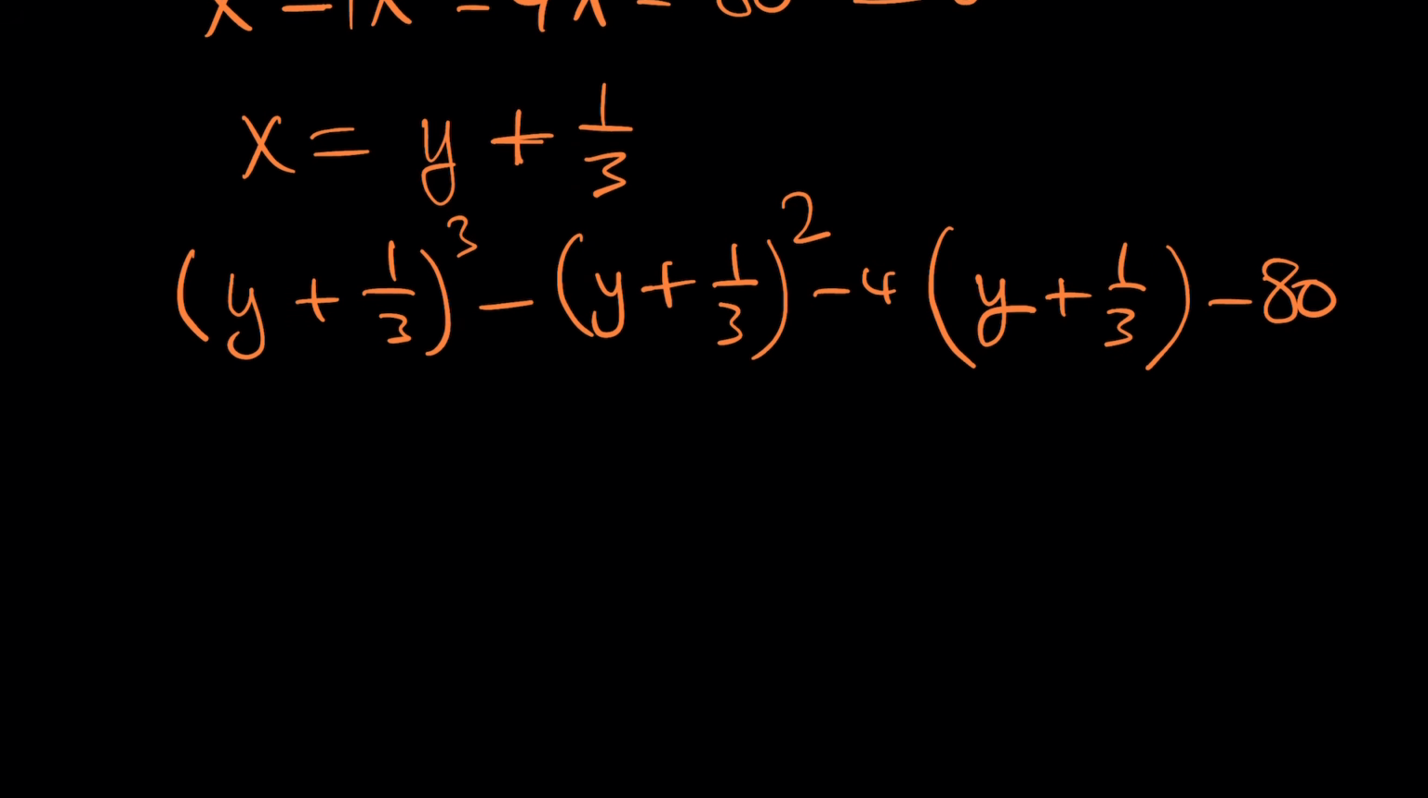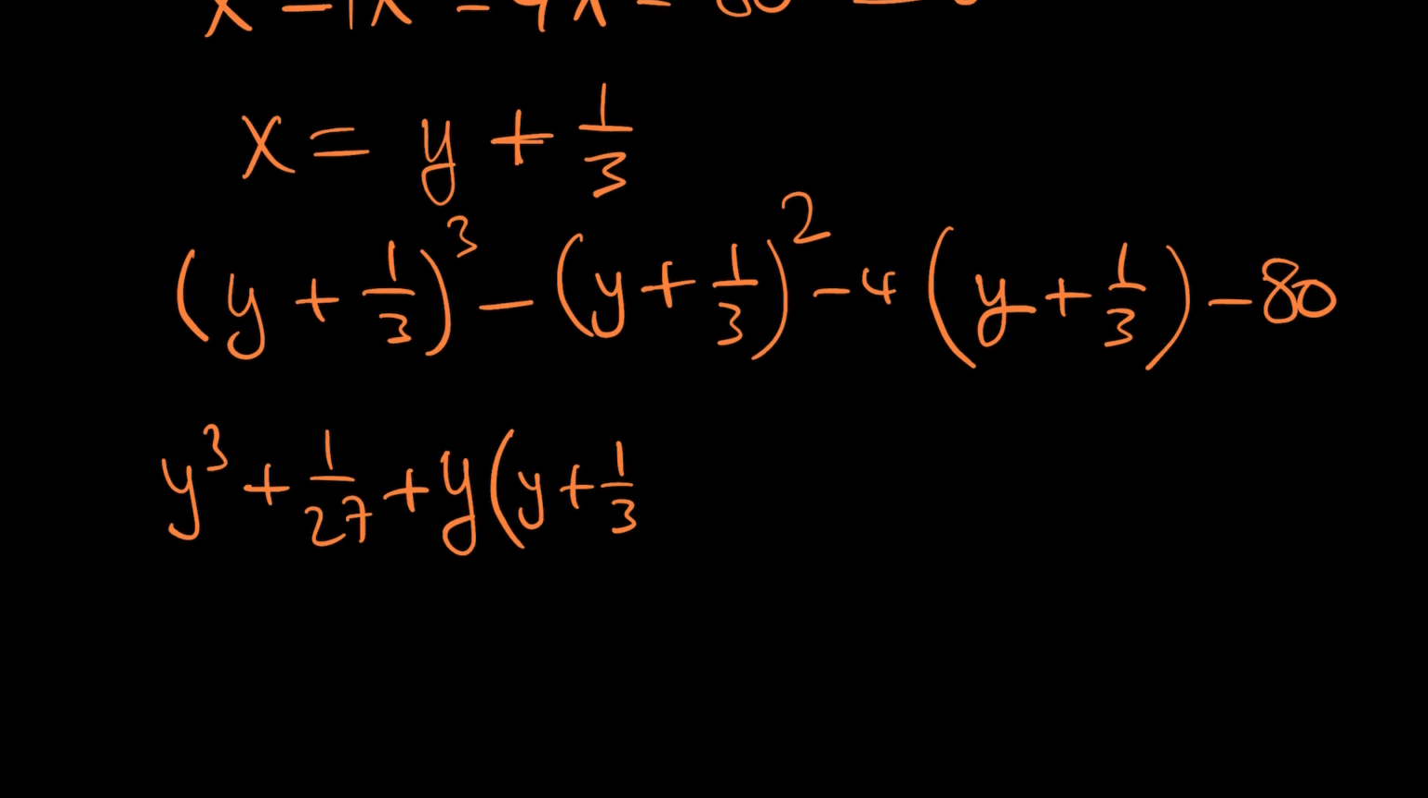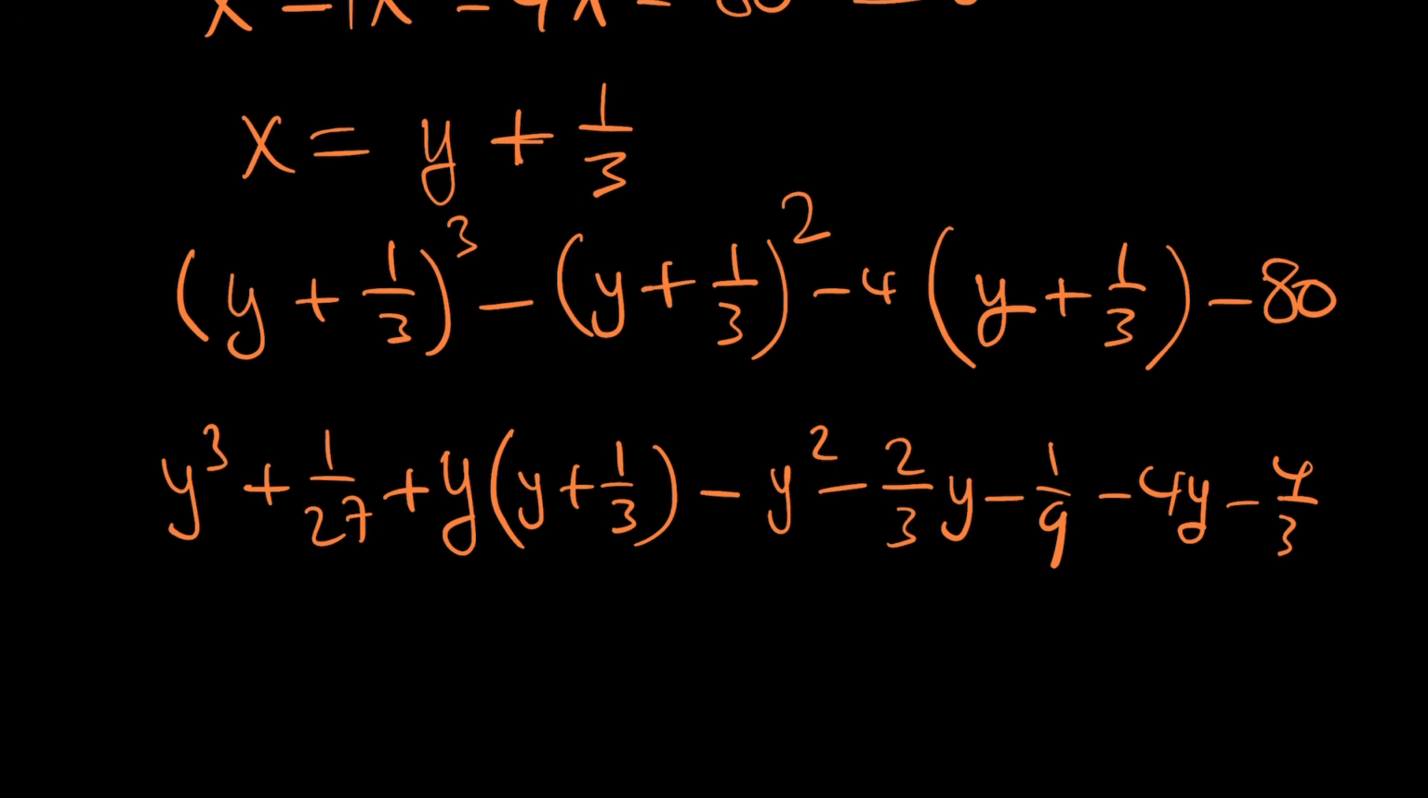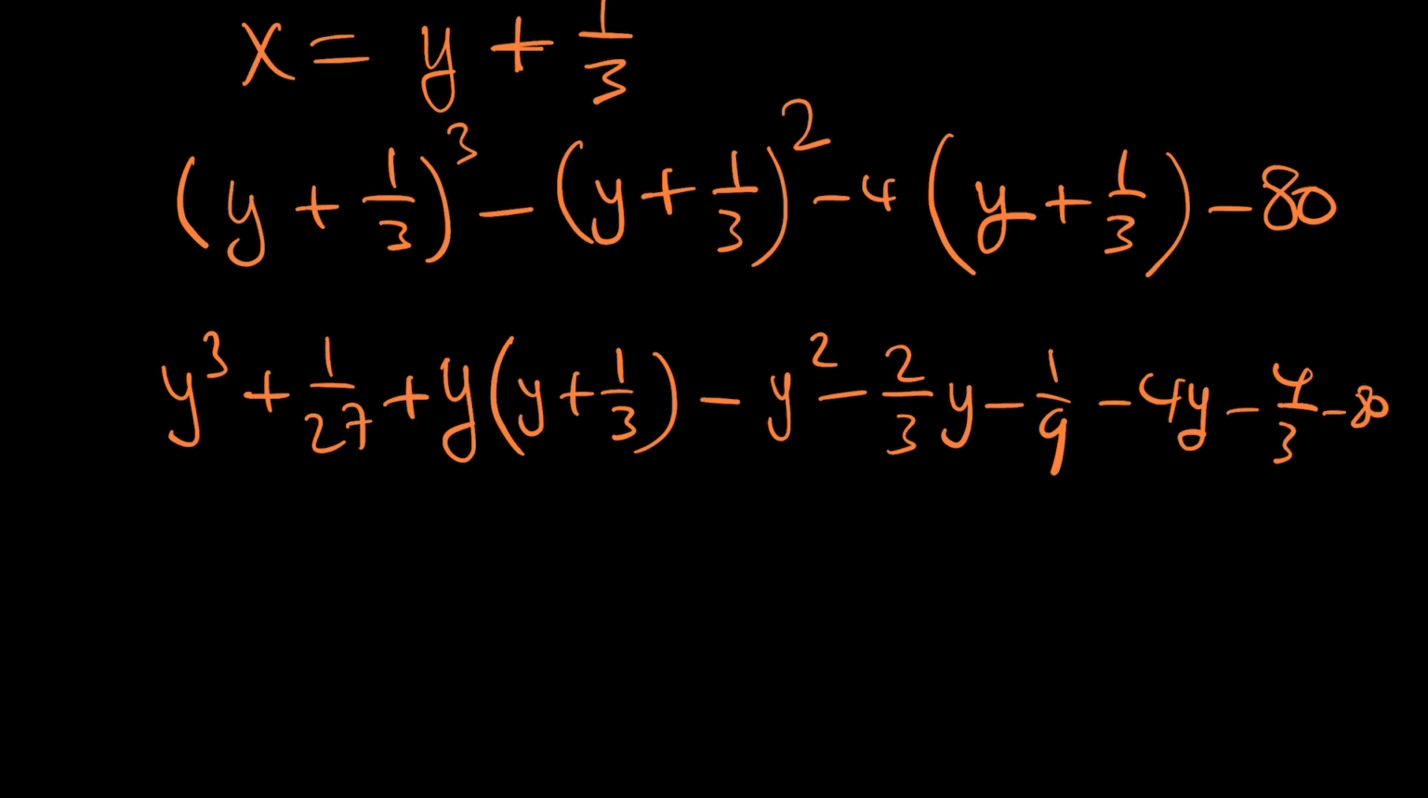Let's go on and expand everything. I usually do this: a³, b³, and then plus 3ab, which is y, multiplied by (a + b). That's the formula, but you can use the binomial theorem directly if you want. This should give you y² − 2/3 y − 1/9. Everything is negative because we're distributing, so everything is negated. This one is −4y − 4/3 − 80. Of course, the whole thing is equal to 0 at the very end, right?